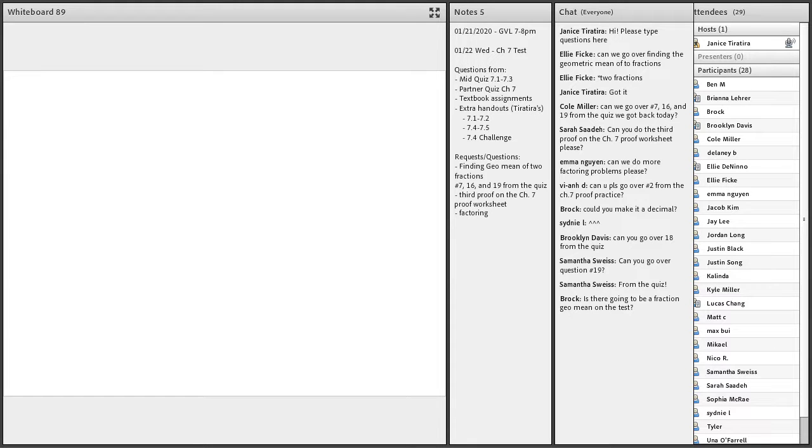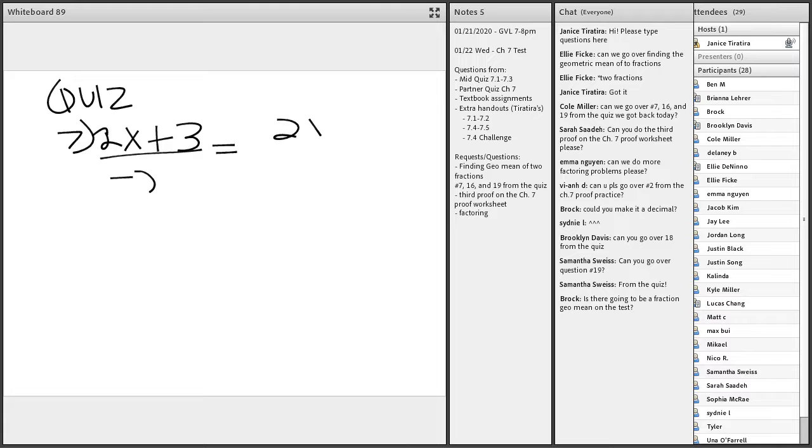So let's see. The next question was number 7, 16, and number 19. So number 7, this one will help Emma as well because she requested factoring. So perfect. So this was the quiz.